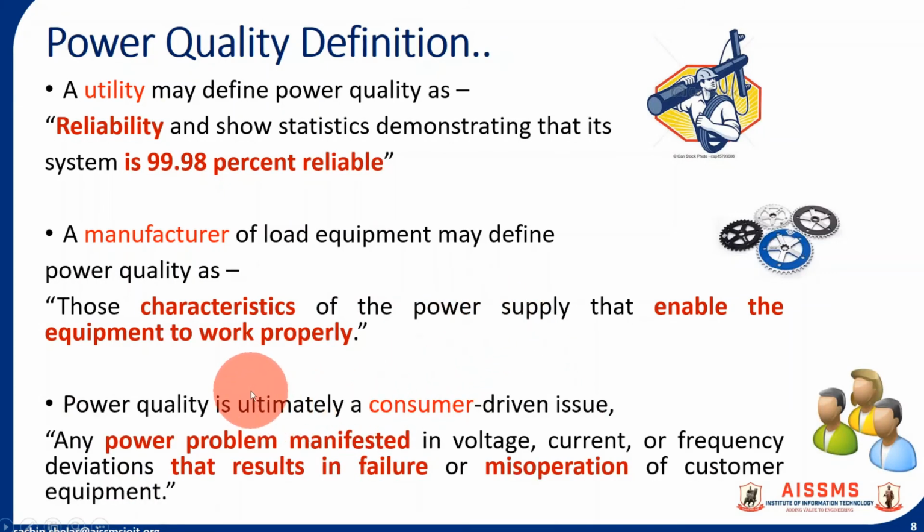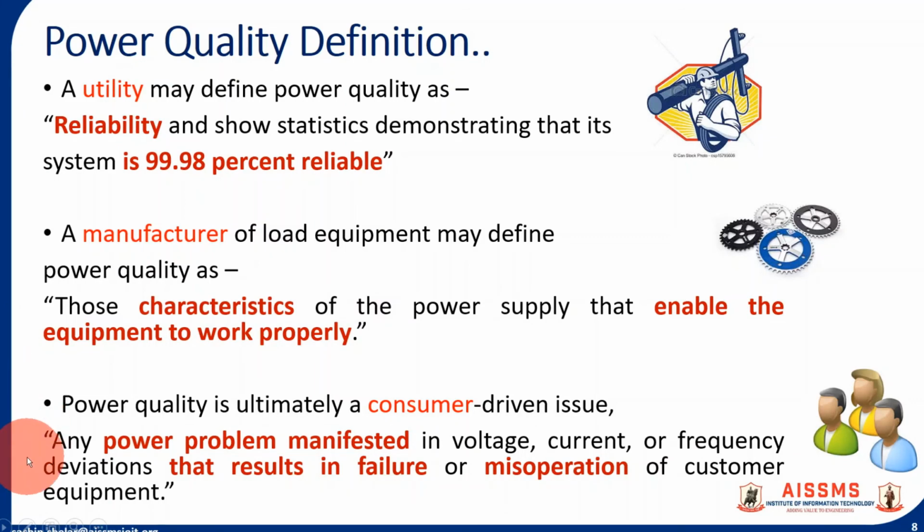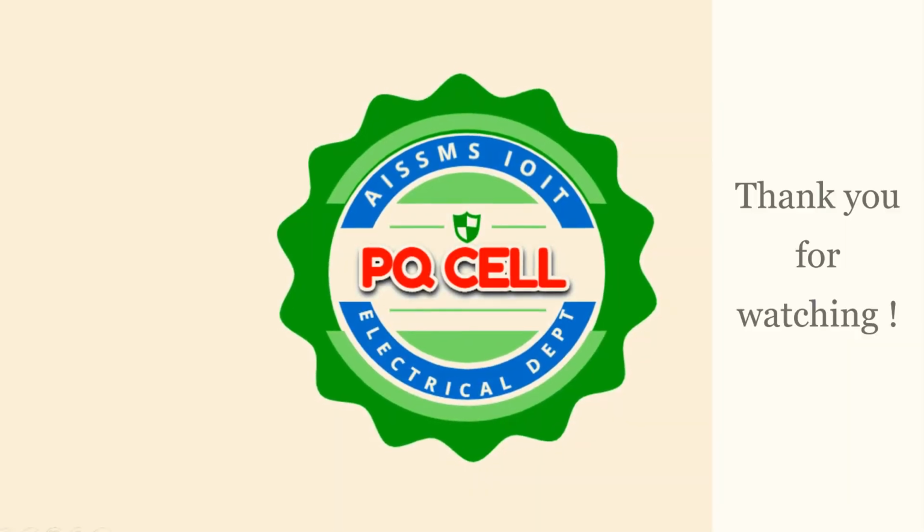But lastly, power quality is ultimately a consumer driven issue, and any power problem manifested in voltage or current or frequency deviations that result in the failure or misoperation of customer equipment is a problem to the customer. So although there are three different definitions and every stakeholder will try to see power quality from their point of view, the most important view should be the consumer's, because at the end the consumer is the one who is going to get affected. Thank you.